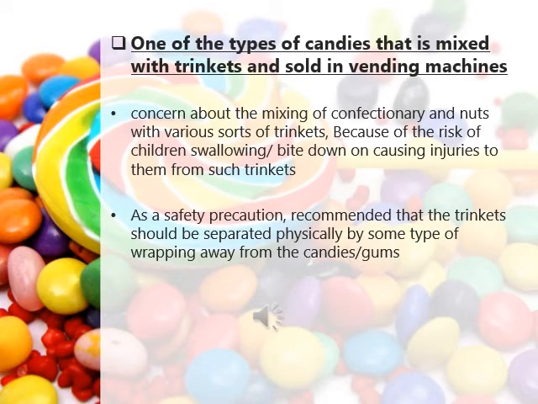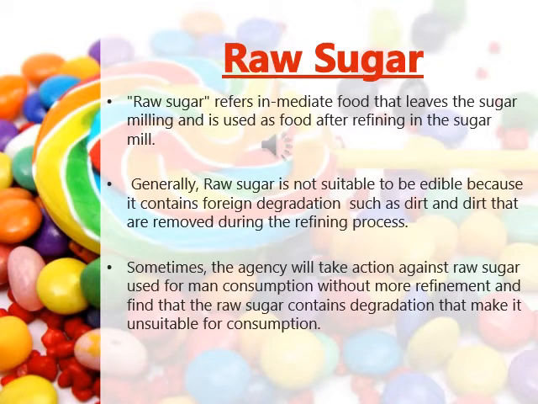One of the types of candies that is mixed with trinkets and sold in vending machines raises concern about the mixing of confectionery and nuts with various sorts of trinkets, because of the risk of children swallowing or biting down on them, causing injuries. So as a safety precaution, it is recommended that the trinkets should be separated physically by some type of wrapping away from the candies or gum.